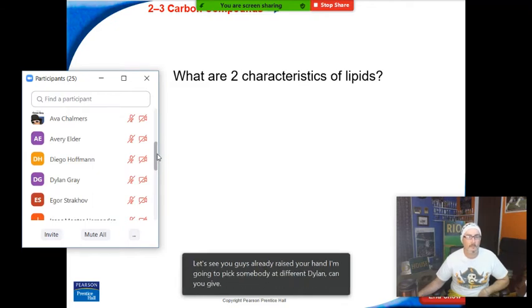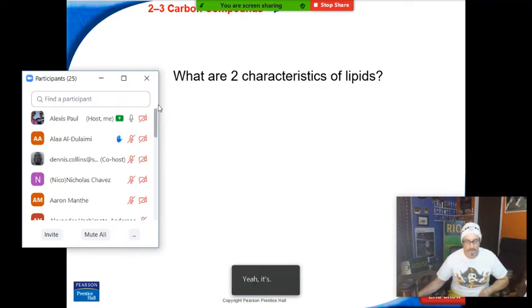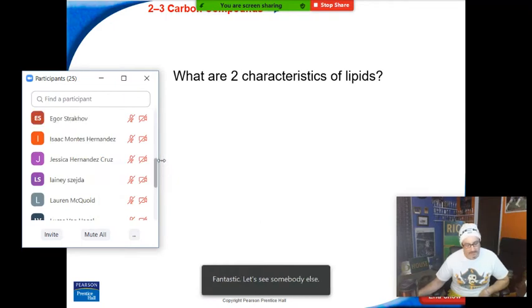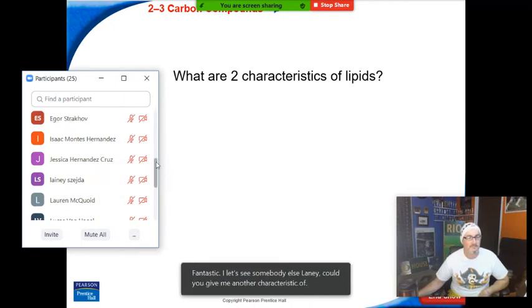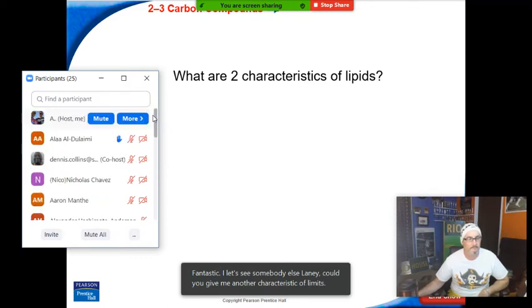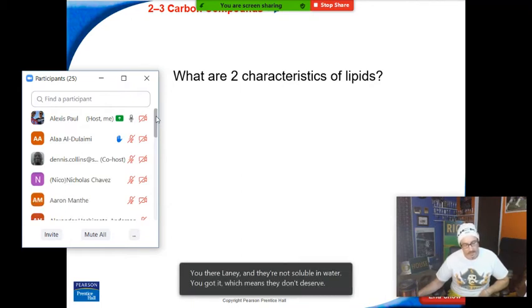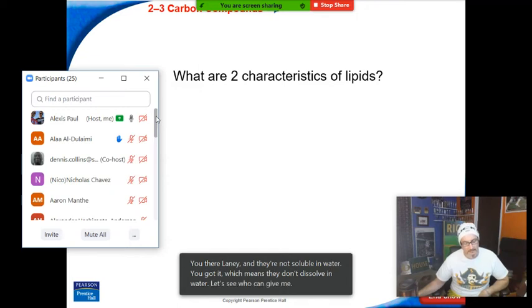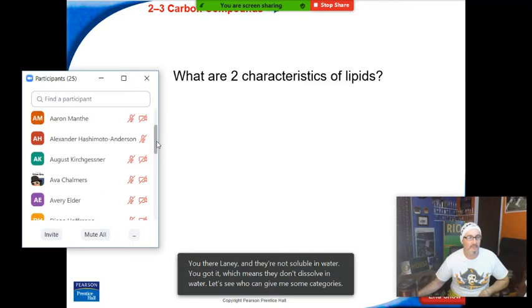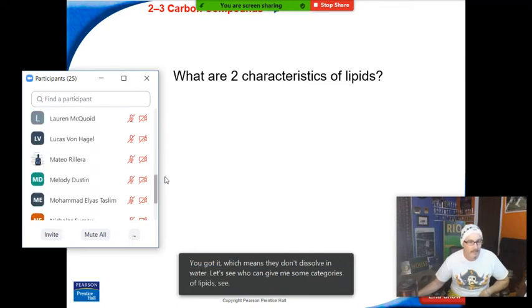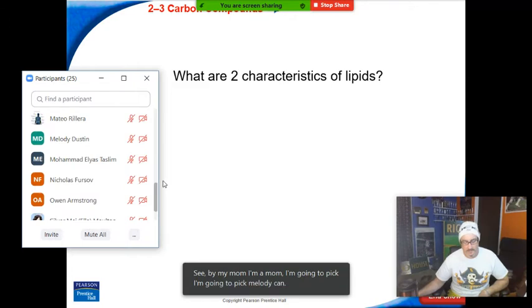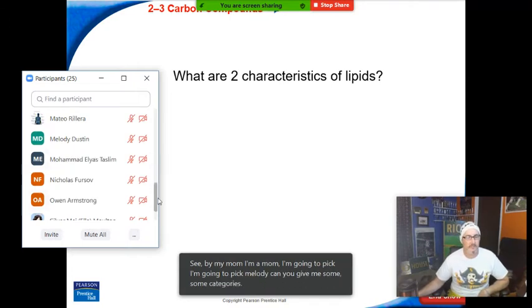Dylan, could you give me a characteristic of a lipid? Yeah, it's fatty. Fantastic. All right, let's see. Somebody else. Lainey, could you give me another characteristic of lipids? You there, Lainey? They're not soluble in water. You got it, which means they don't dissolve in water. Let's see. Who can give me some categories of lipids? I'm going to pick Melody, can you give me some categories of lipids? You don't have to do them all, just a couple.